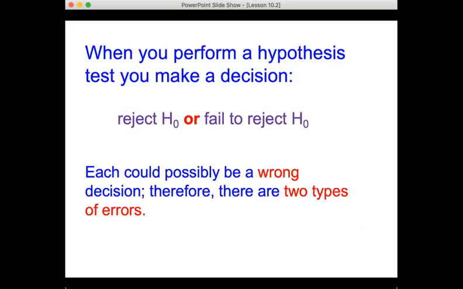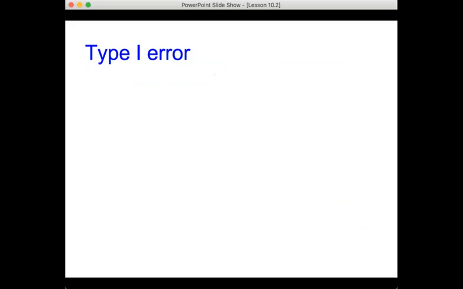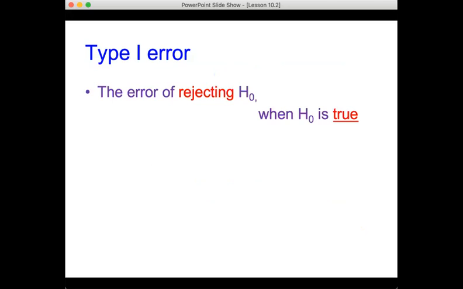All right, so the first one is called type 1 error. This is what type 1 error is. It's the error of rejecting the null hypothesis when the null hypothesis is actually true. It's the error of rejecting the null hypothesis when the null hypothesis is true.